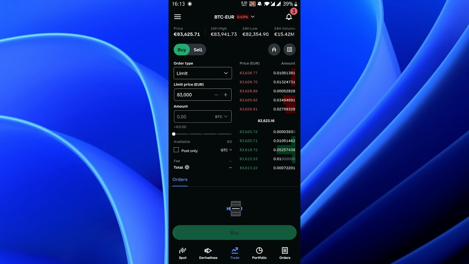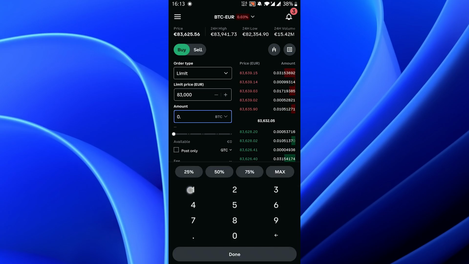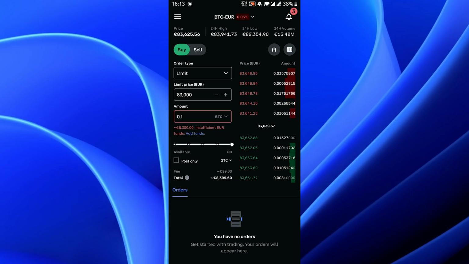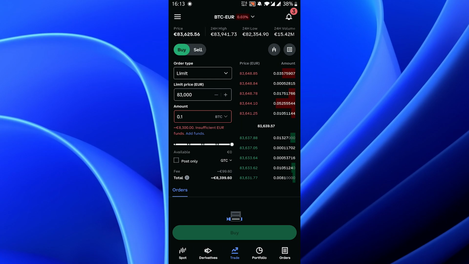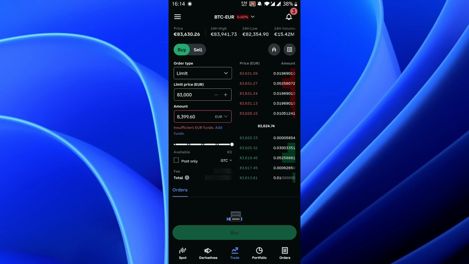And then you need to choose how much you want to buy. So here you can choose how much crypto you want to buy. So let's say I want to buy 0.1 Bitcoin. I'll type 0.1 and it will tell you how much you'll have to spend for it. So for me that's 8,300 euros. Or you can also choose how much money you want to put in. So I can toggle between Bitcoin and fiat, in my case euro.